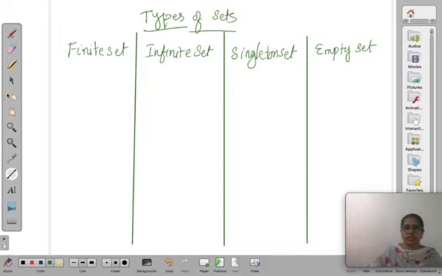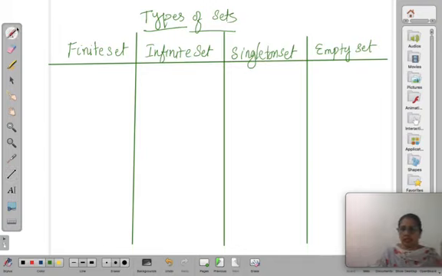Then singleton set. So what is single parent? Single parent means only one element, one parent is there. So if mother is there or father is there, either mother or father, that means single. You are single means you are alone, single, one. Single child means one child. Okay. So same way, first one, finite set.